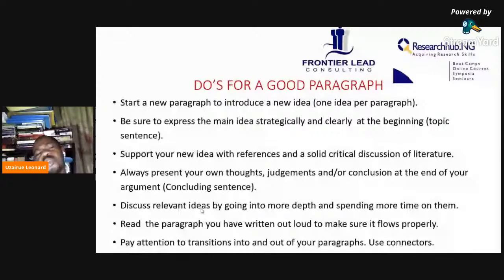Now, how do you do this? You use what we call connectors. Connectors are strategic words or conjunctions that researchers use to connect one point of an article to an idea or to another in a paragraph. Now, we're going to look at some of those things.